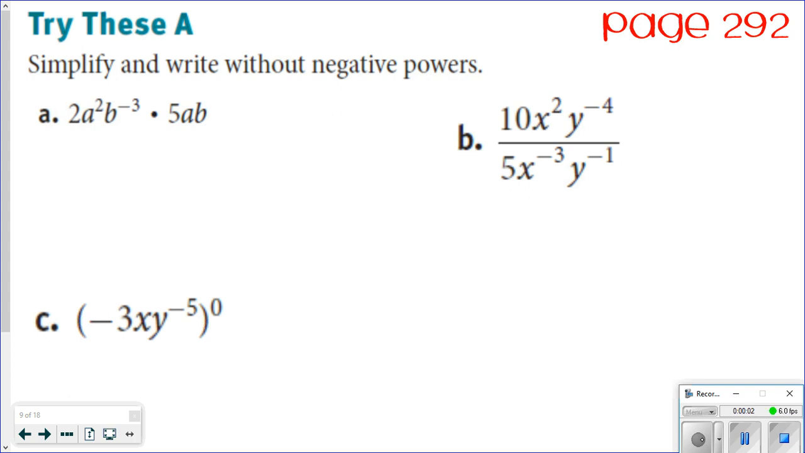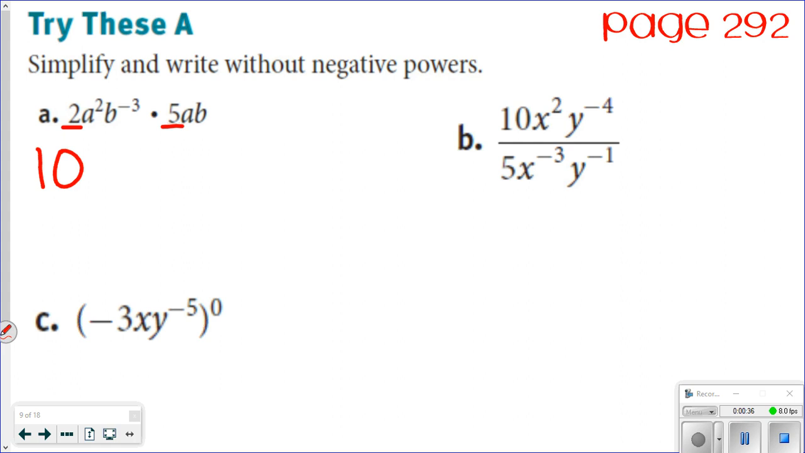On page 292, you should have already completed the Try These A questions, but I'm going to go through the answers for you so you can check your work and see if you did it correctly. So for letter A, we have a multiplication symbol, so we need to multiply 2 times 5, which is 10.